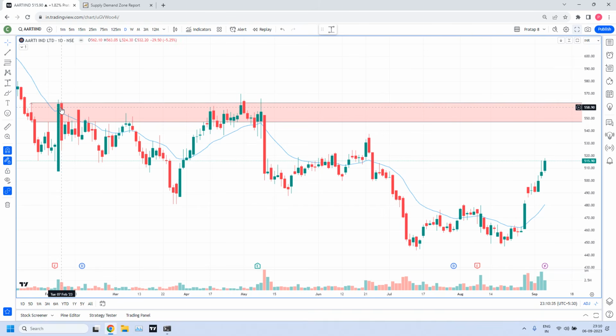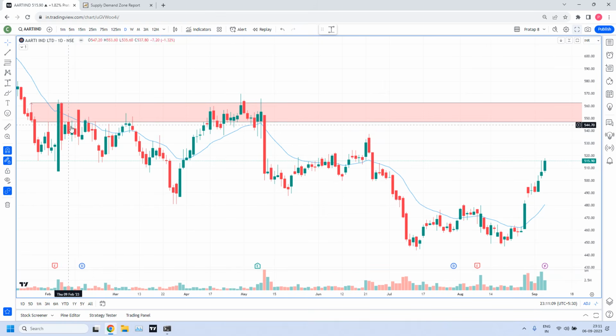Again look into the next candle. Price opened almost close to the end of the zone and again it pierced, that means price broke the zone, went a little up, again came back, and finally closed outside the supply zone.